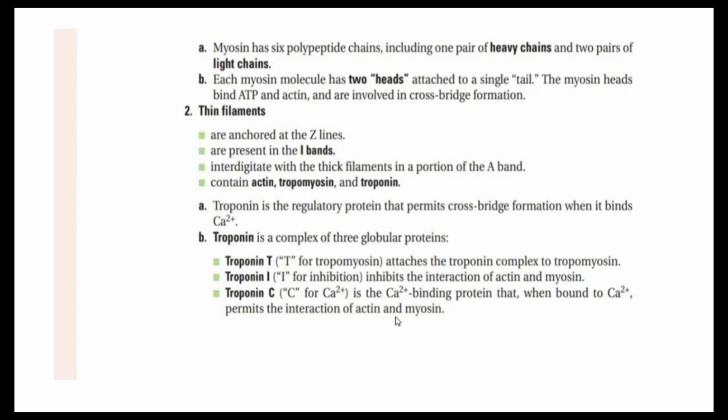So when troponin C permits the interaction of actin and myosin, we have cross bridge formation, which is for the contraction of skeletal muscle. And the opposite is troponin I, which will inhibit this interaction of actin and myosin when the muscle relaxes.